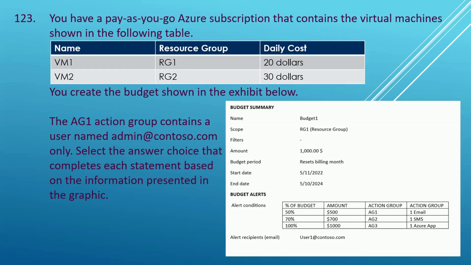Now the budget is set to $1,000 and the budget period resets every month. So the $1,000 is the budget for every month, not for the whole start to end date. Now the alert conditions: when 50% of the budget is reached, which is $500, the action group sends an email. When 70% is reached, an SMS is sent. And when 100% is reached, an Azure app is triggered. And the alert recipient is user1@cardoso.com.